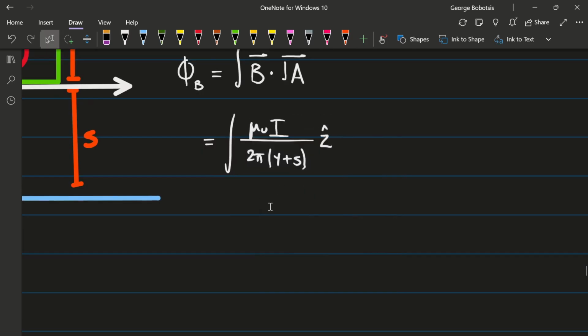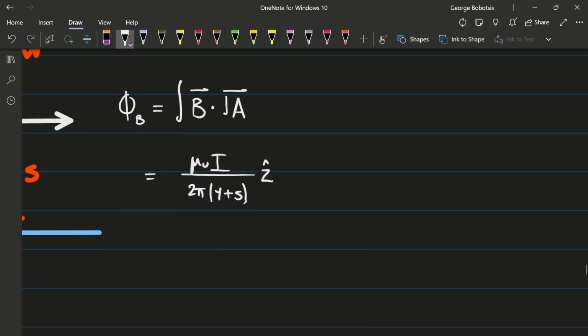Okay. And throughout the term with Jeffrey and Neil, I've been telling you that if you see this type of integral where you have this dot product, you can safely assume that this is just dAz.